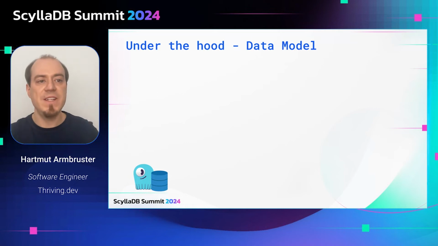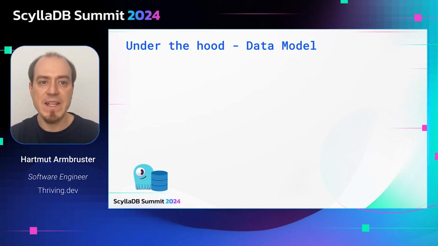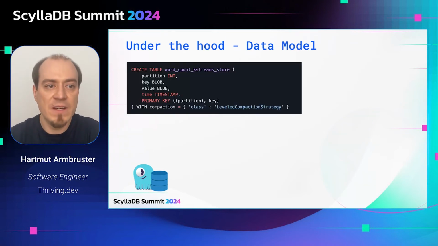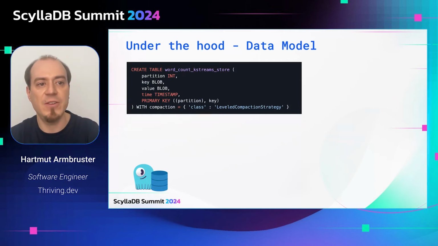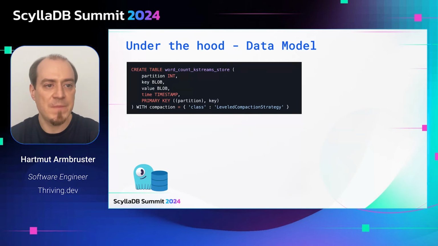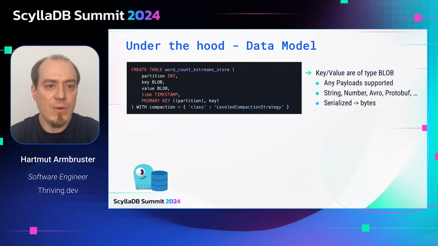Now, let's take a look under the hood at the data model used. Here's a create table statement showing how the table for a partition key value state store looks. And it's actually pretty simple. We only have 4 columns: partition, key, value, and timestamp. What I want to highlight is that key and value are of type blob. So any payloads are supported.